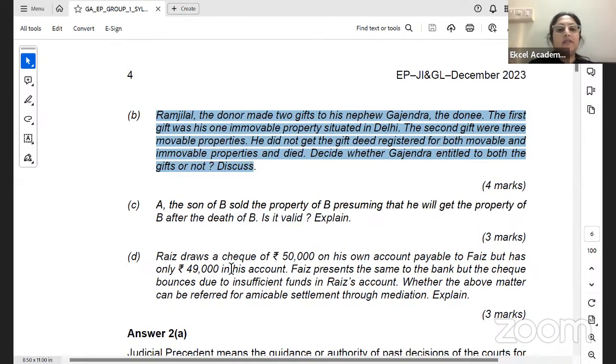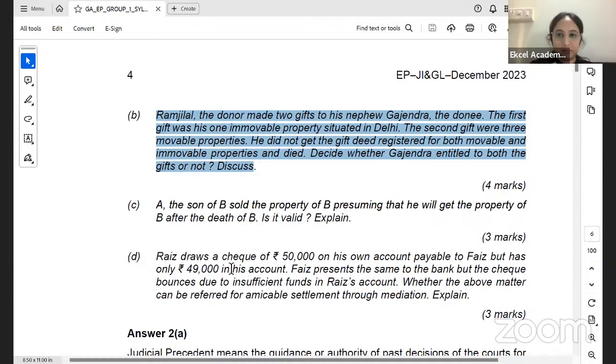Then he did not get the gift deed registered for movable and immovable. Both the properties, whether movable or immovable, he did not register. But before that, the uncle died. So now tell whether Gajendra, that is the nephew, is entitled to both the gifts or not.